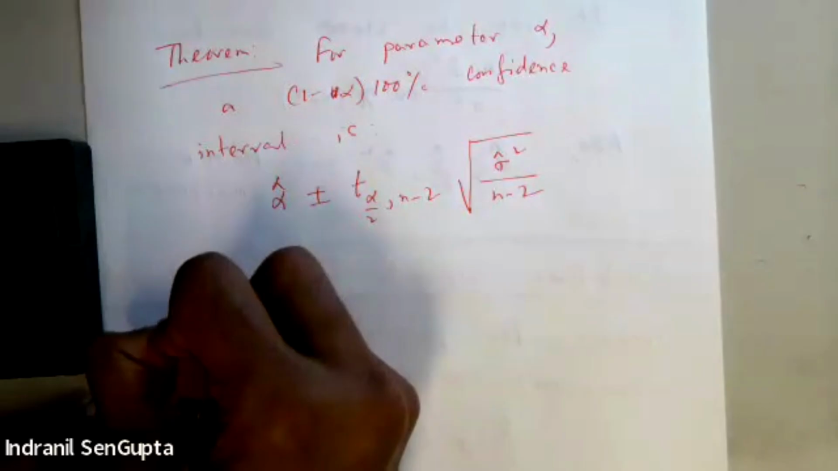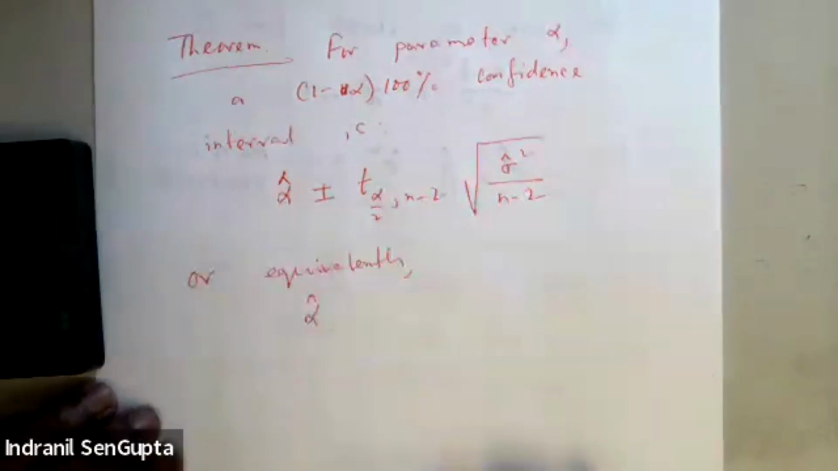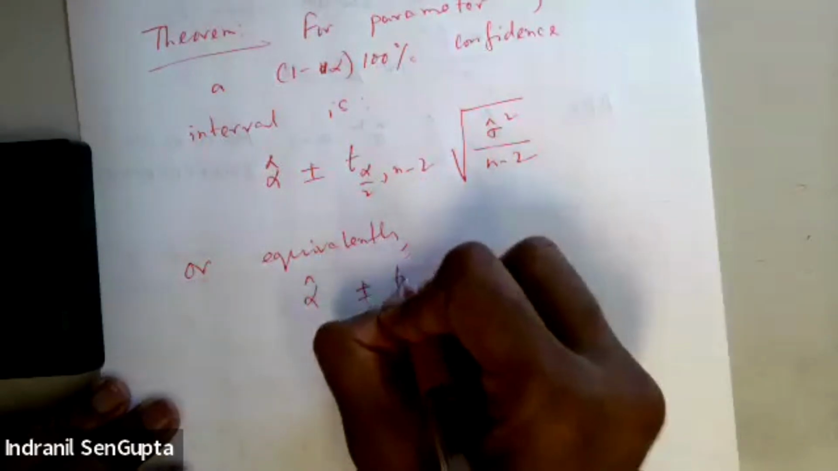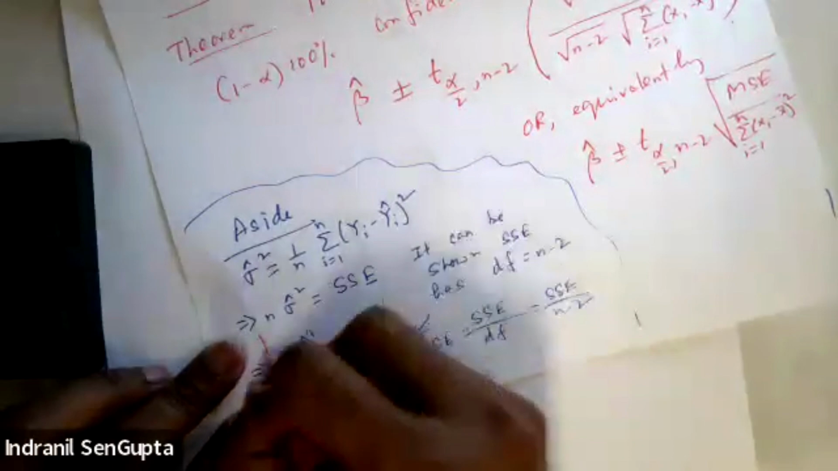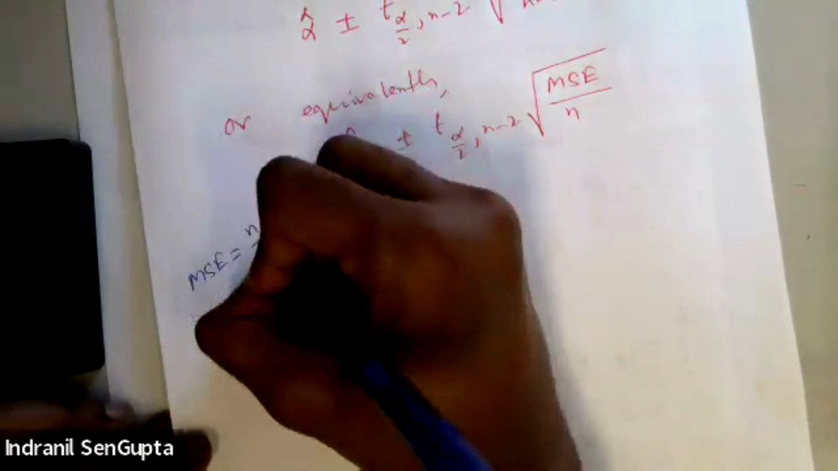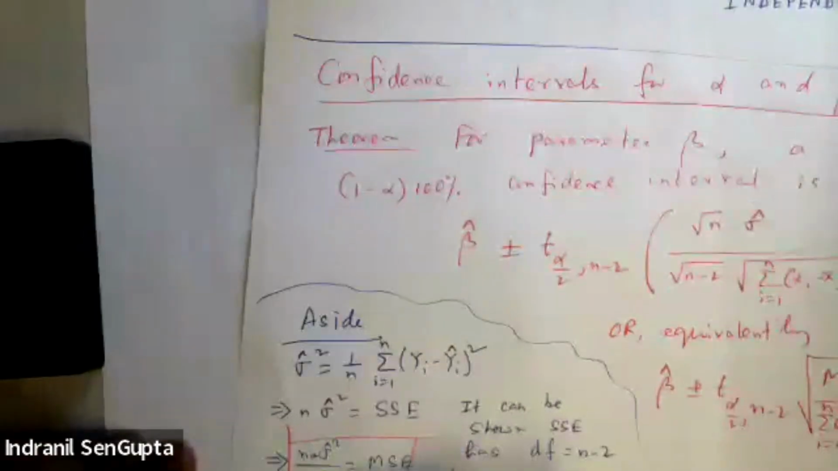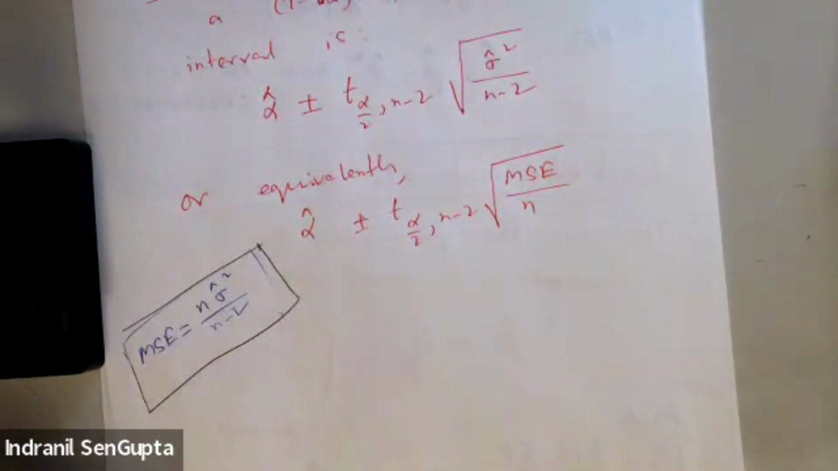Or equivalently, alpha hat plus or minus t of alpha over 2, n minus 2, times the square root of MSE over n. So once again, this MSE is this one. Note that we have seen MSE equals n sigma hat squared over n minus 2, written right here. All right, so these are the confidence intervals for alpha and beta.